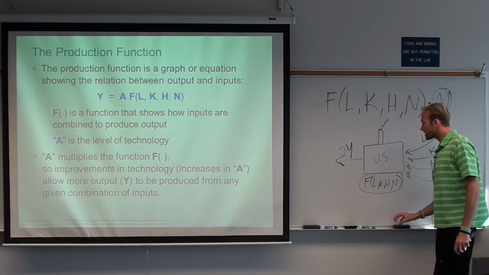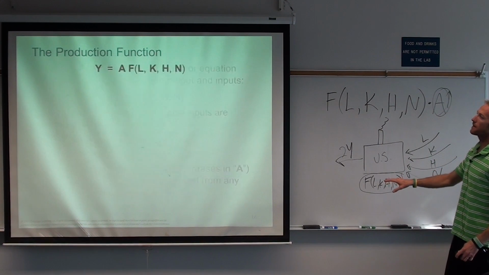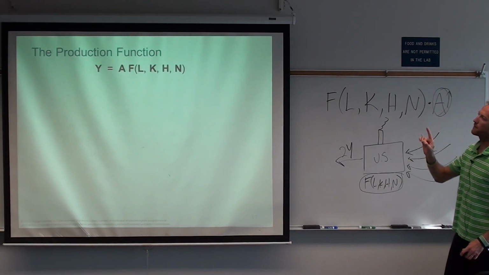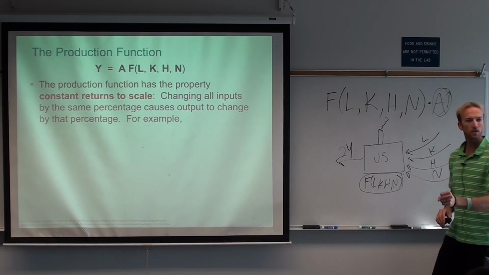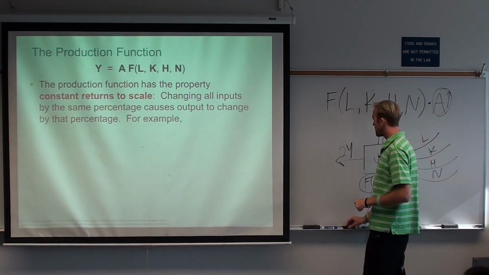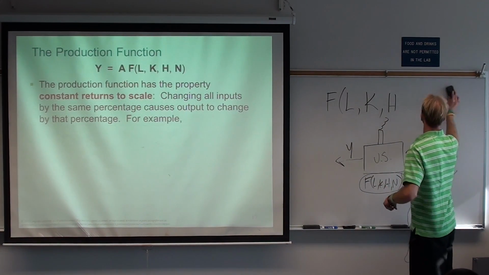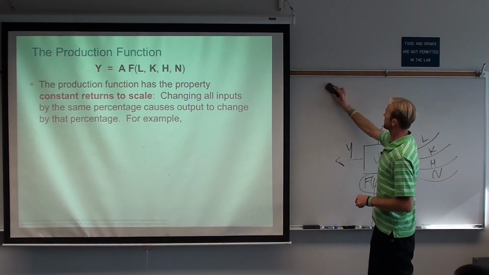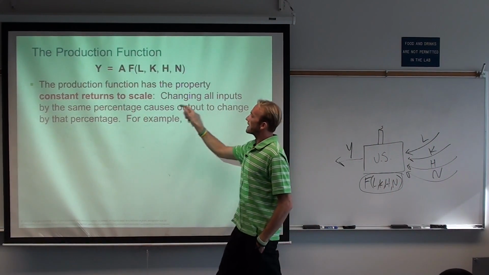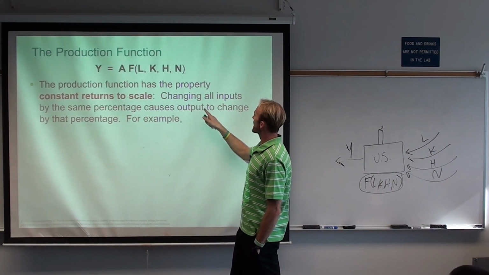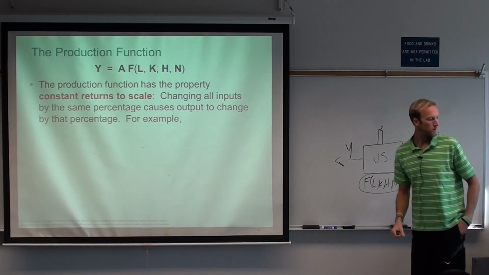All right. So I told you that we don't know a lot about what the function actually looks like, but we do know one thing about it, and it's that it has the property of constant returns to scale, right? We also call this CRS. Basically, what this means is the following. If I change all the inputs by the same percentage, it will cause the output to change by that same percentage. Okay?